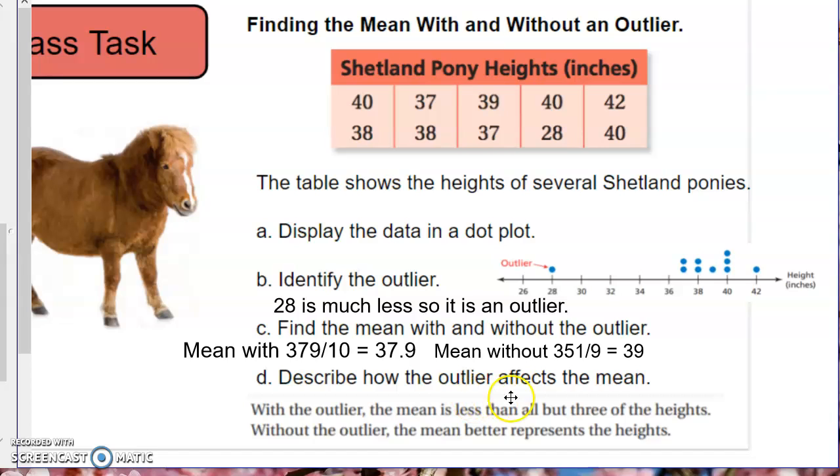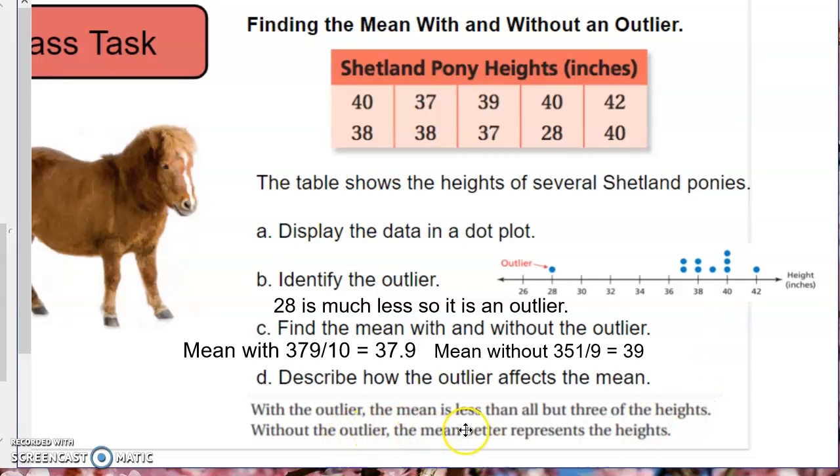Now, how does that outlier affect the mean? Well, because this outlier is lower than all the other numbers, it makes my mean a little bit lower. And I actually don't feel like this mean really describes this data very well. 37.9 is way lower than most of my other data values. But if I calculate my mean without 28, I get a value of 39. And that 39 seems to fall right into the middle of these data values. So 39 is a much better mean than 37.9 is.